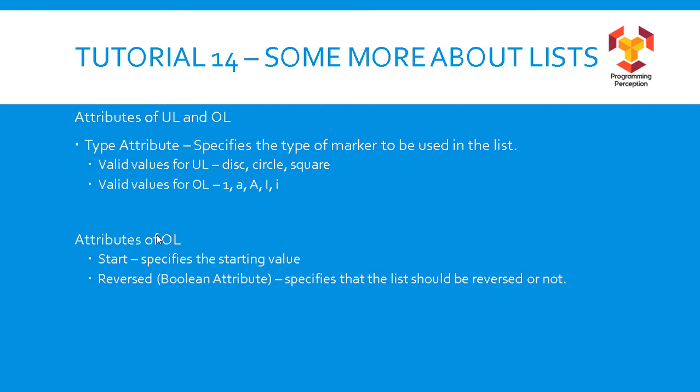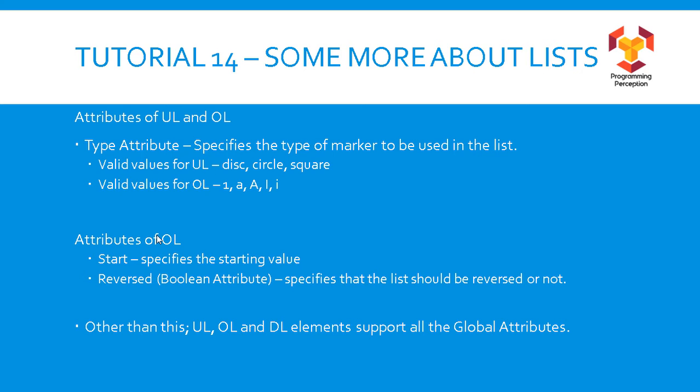Now there are some specific attributes as well, for example, start and reversed. These two attributes are specifically for ordered list, where in start we specify the starting value of the list, and reversed is actually a Boolean attribute. So I hope you remember what Boolean attributes are. Reversed can be used to print the list in a reverse order. Whether you want to print it in a reverse order or not, that is specified with this reversed attribute. Other than this, unordered list, ordered list and definition list elements support all the global attributes.